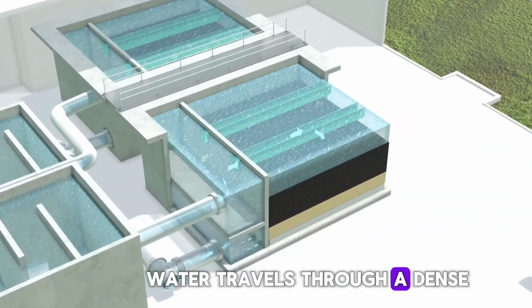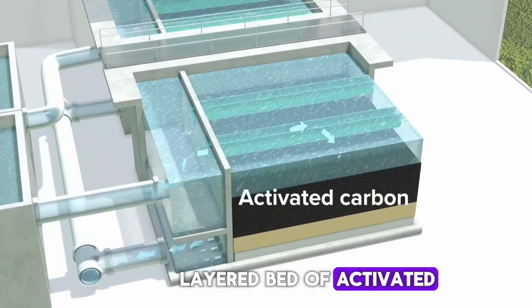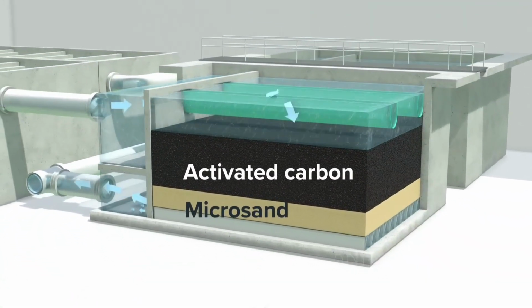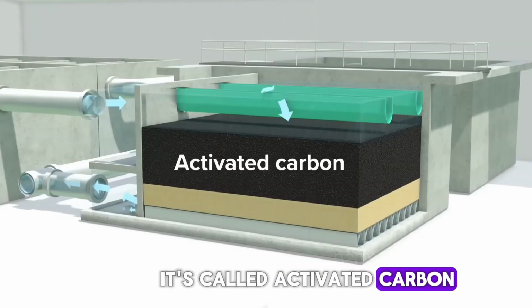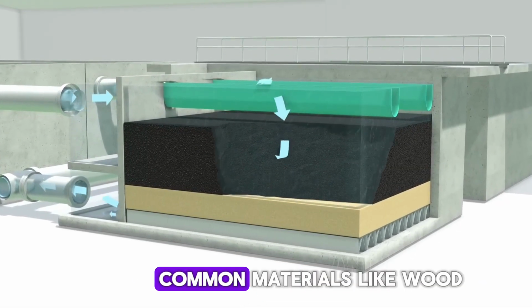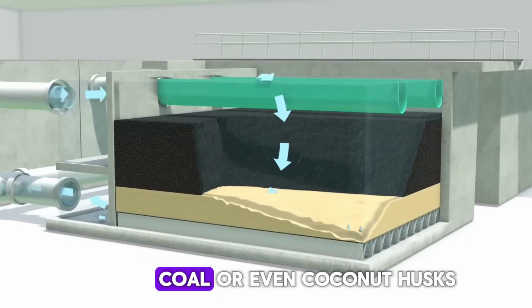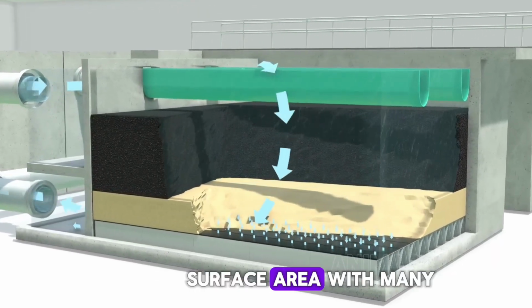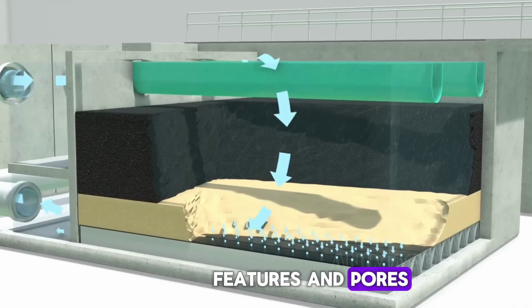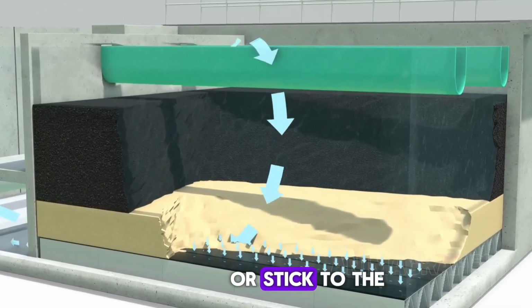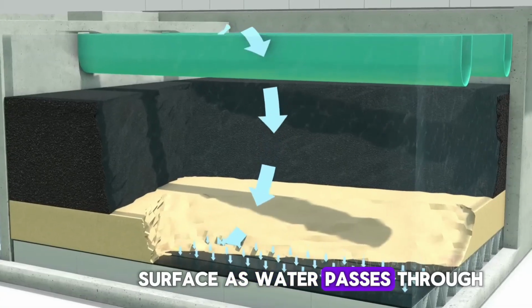Water travels through a dense, layered bed of activated carbon granules and microsand. It's called activated carbon because the resulting engineered granules, which are processed from common materials like wood, coal, or even coconut husks, have a relatively huge surface area with many features and pores, giving ample opportunity for contaminants to catch or stick to the surface as water passes through.